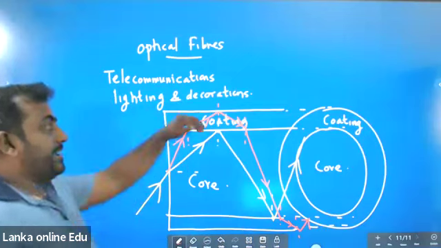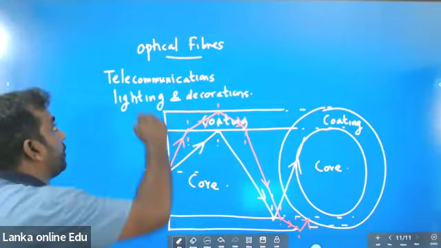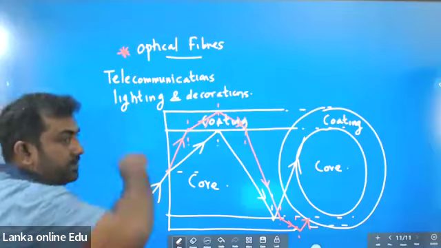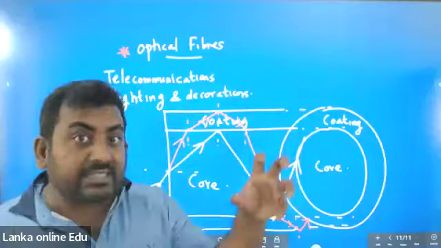So the signal never escapes out. The signal is always inside. This is what optical fibers are famous for. The electrical signal or the light signal never escapes out. It is always inside the fiber.